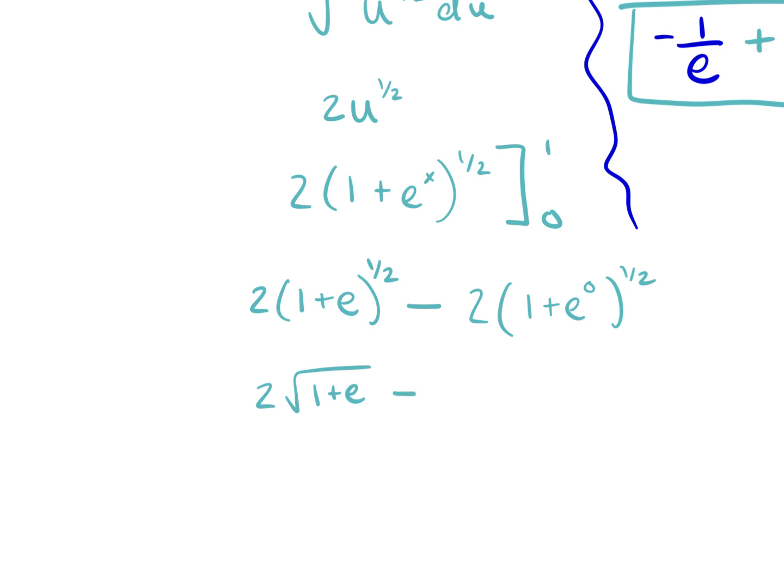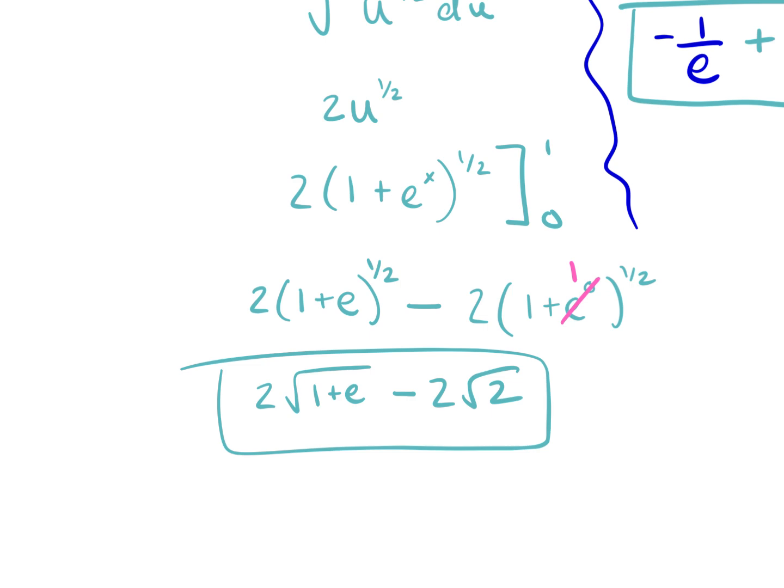Then minus, let's do some simplifying here. What's e to the power of 0? This would be 1. So we have 1 plus 1 in our parentheses, which would be 2. So we have 2 times the square root of 2. That would be our answer.